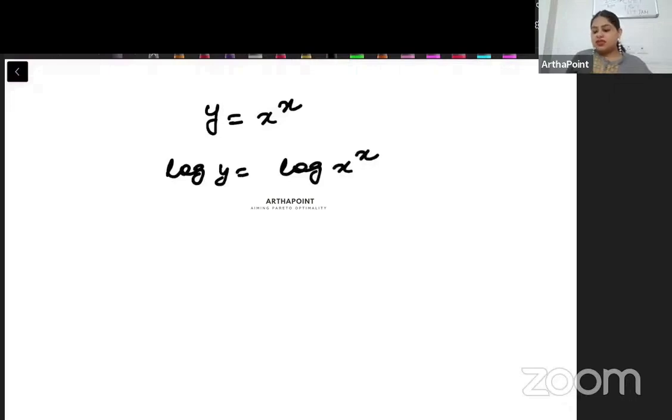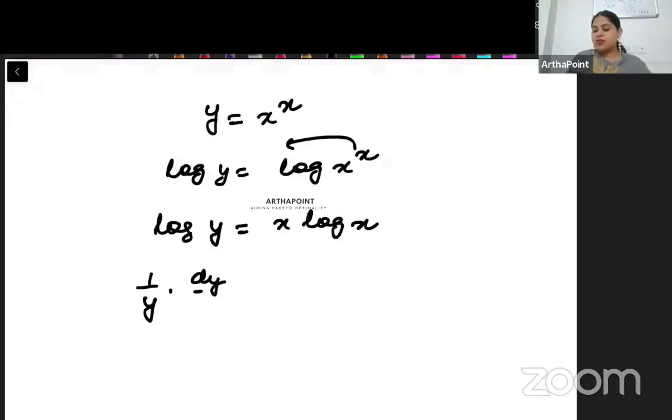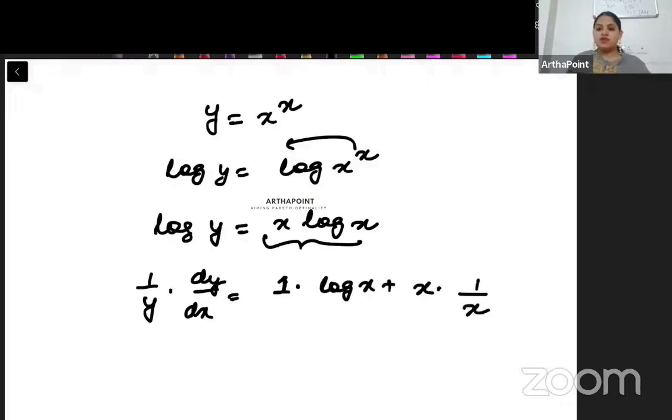That means this x can come down. So I can differentiate both sides. I have to use product rule here. So differentiation of first function, second as it is, plus differentiation of second, first as it is. This will be log x plus 1.